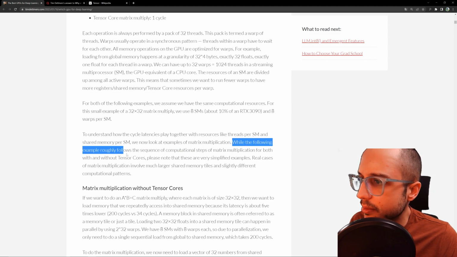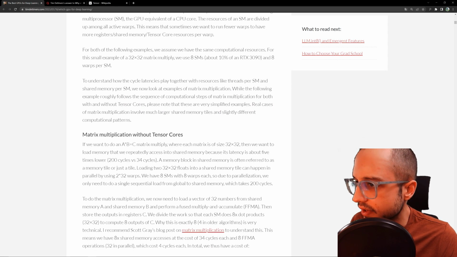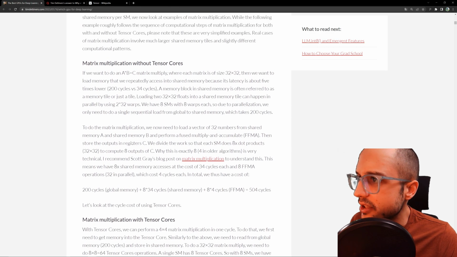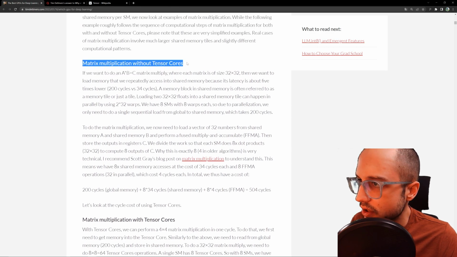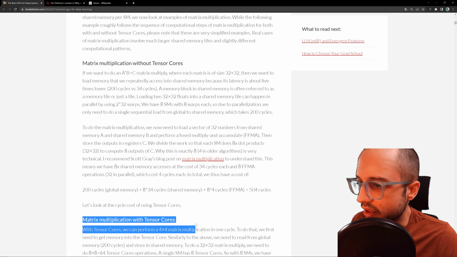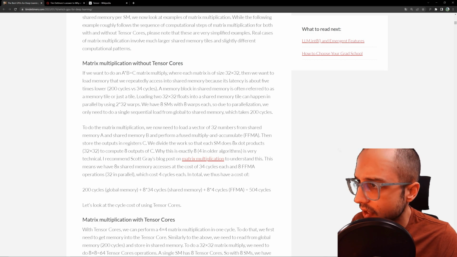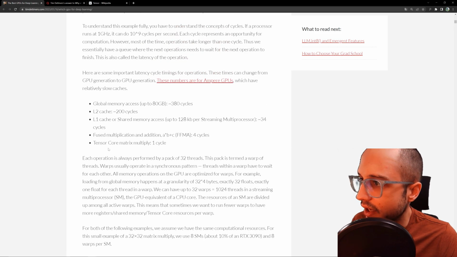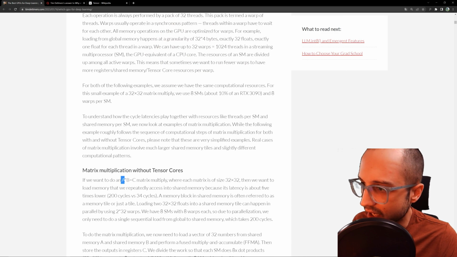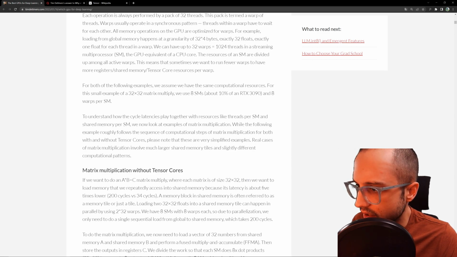While the following example roughly follows sequence, please note that these are very simplified. Okay, that's fine. Matrix multiplication without tensor cores, and then matrix multiplication with tensor cores. So we're still doing this A times B equals C, which is still just a tensor core matrix multiply. You're not doing the addition part yet, just the multiplication part. Each matrix is of size 32 by 32.